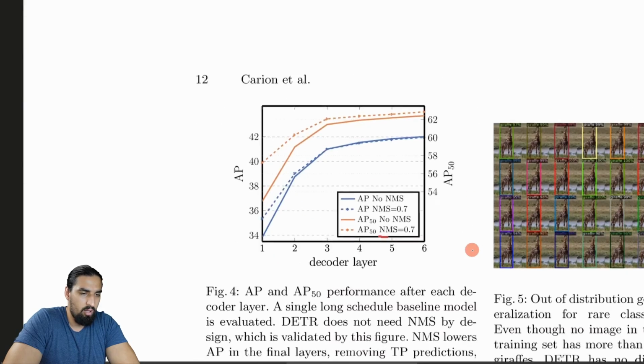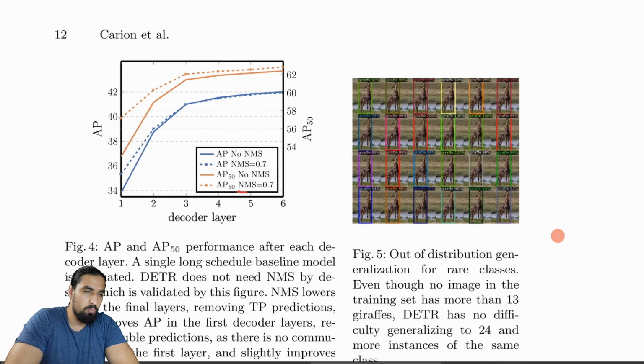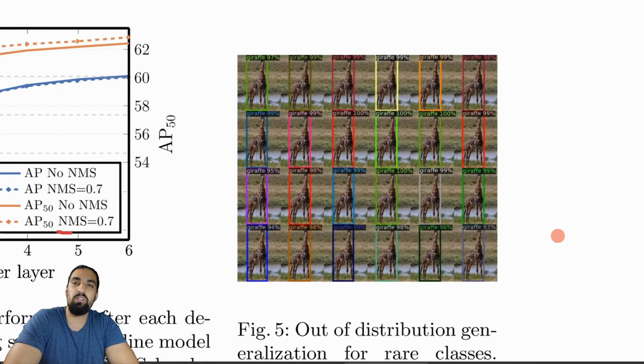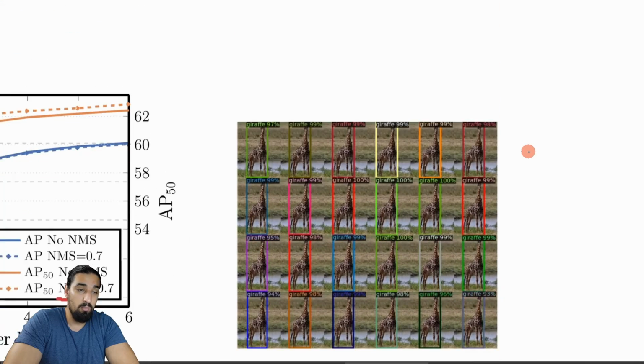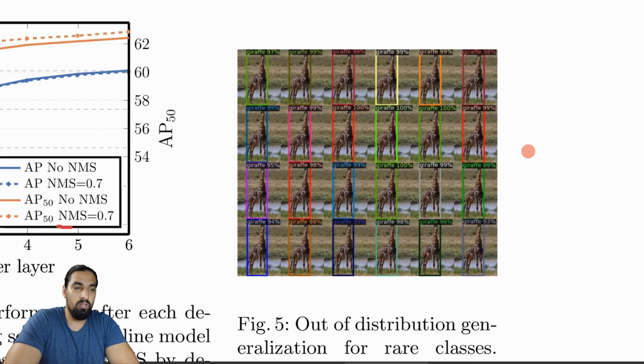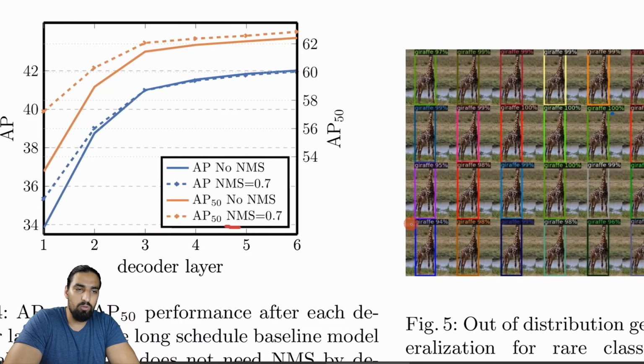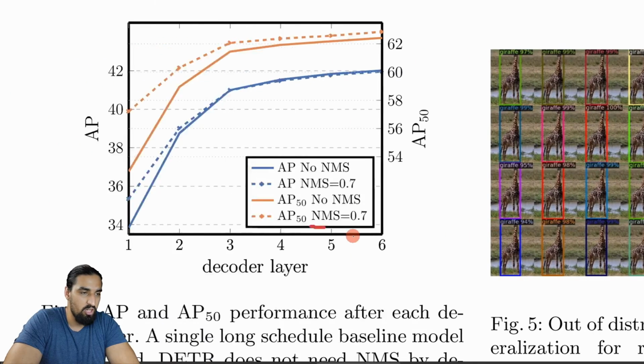Continuing and seeing other results, this one is super interesting. Basically what they do is they form this synthetic image where they have 6 times 4, so 24 giraffes. And they mentioned that in the training set, they don't have more than 13 giraffes in a single image. And despite that, this DETR model, as you can see, pretty successfully manages to detect all of the 24 giraffes with high confidence scores. You can see 100, 100. Most of them are above 90%, as I can see here. So that's a nice out of distribution generalization.